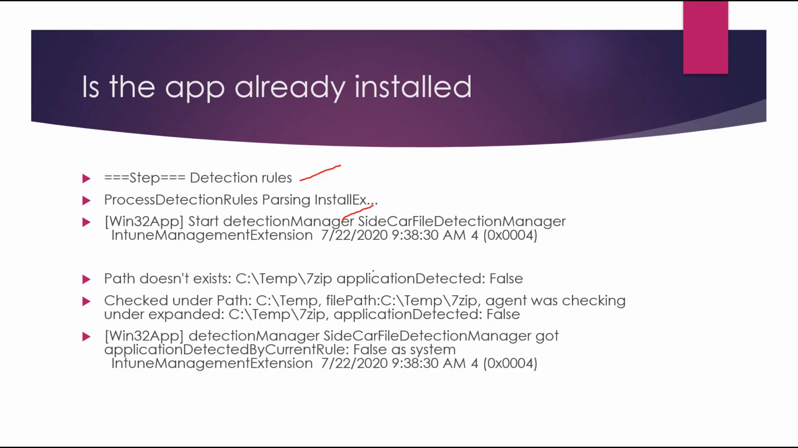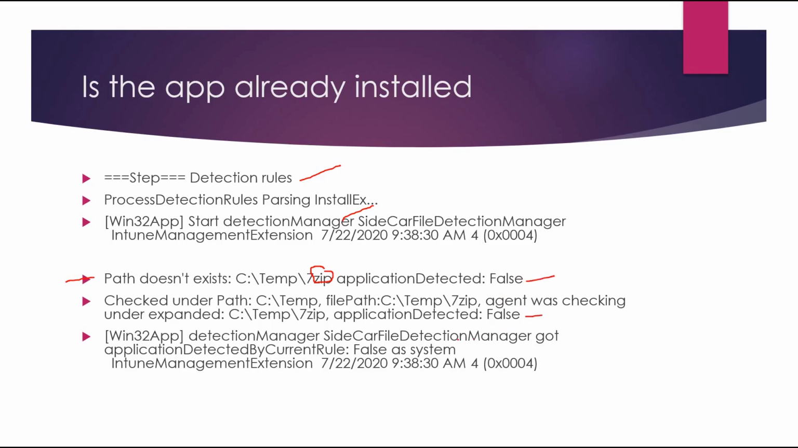The detection logic that I used was whether inside C drive temp there was a file and a folder called 7-zip created or not. So over here it's checking that the path does not exist. Obviously, before 7-zip is installed and after 7-zip is installed, in both cases there is no file created inside C drive temp, right? But this is just a play that I was doing. So over here it says that the path does not exist, the detection logic failed.